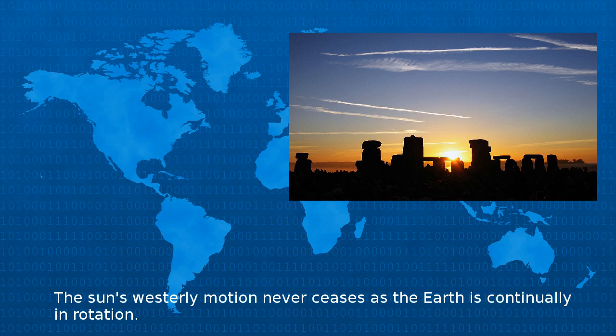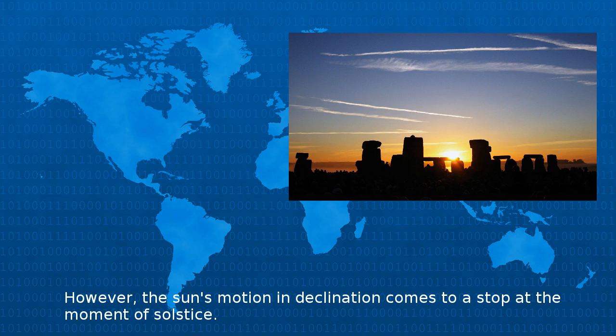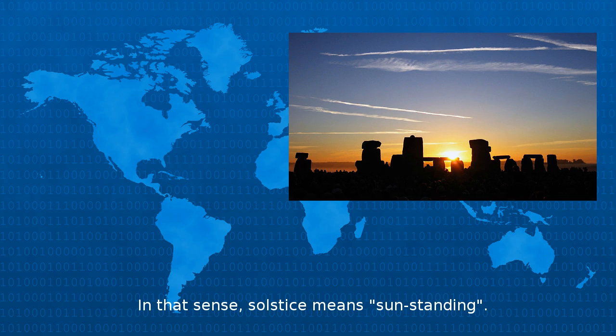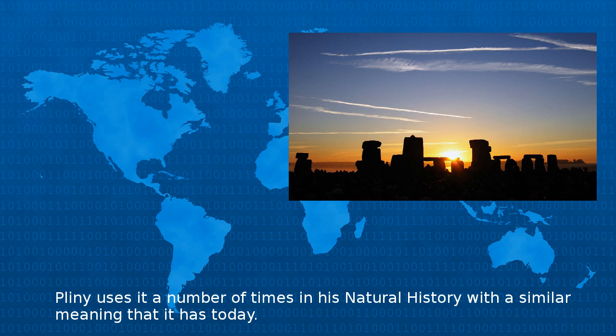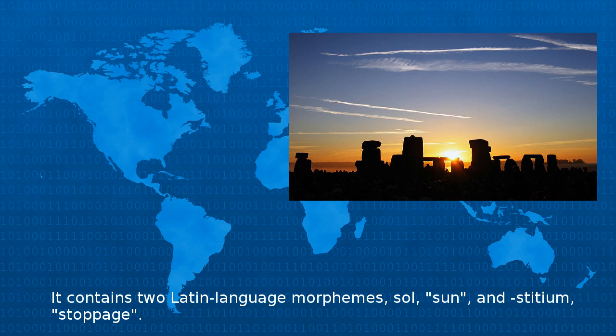The sun's westerly motion never ceases as the Earth is continually in rotation. However, the sun's motion in declination comes to a stop at the moment of solstice. In that sense, solstice means sun standing. This modern scientific word descends from a Latin scientific word in use in the late Roman Republic of the 1st century BC, solstitium. Pliny uses it a number of times in his Natural History with a similar meaning that it has today. It contains two Latin language morphemes, sol, sun, and stitium, stoppage.